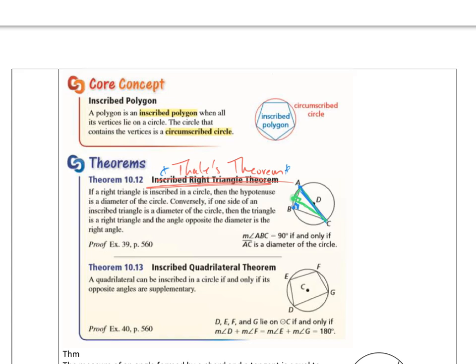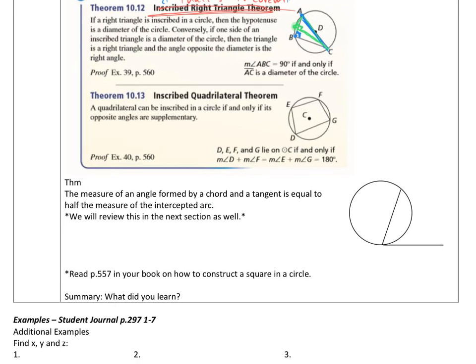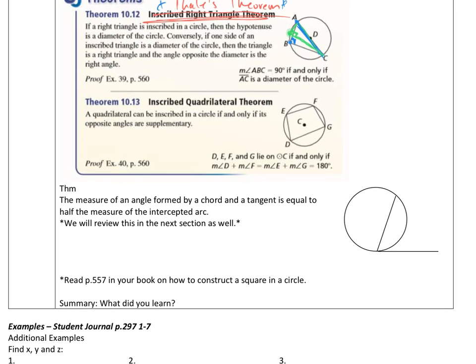And then we've got the next one, which is the inscribed quadrilateral theorem. If I put a quadrilateral inside a circle, so if I inscribe it in a circle, if and only if its opposite angles will be supplementary. So a quadrilateral can be inscribed if and only if its opposite angles are supplementary. So these are the opposite angles, E and G. Those would have to be supplementary. F and D, those would also have to be supplementary. So E and G would add up to be 180. F and D would also have to add up to be 180.